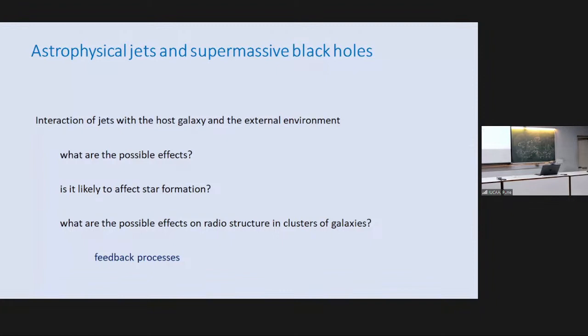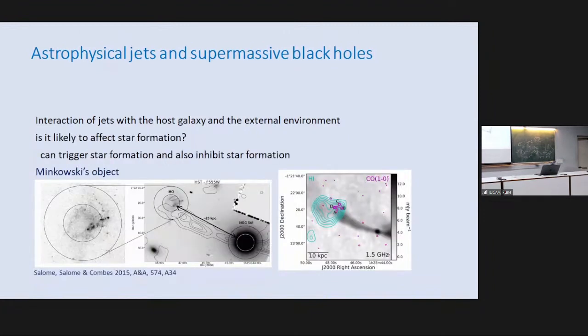Now, for example, in certain cases it is seen that jets can compress clouds. Ultimately, you need to compress the clouds to start star formation. So there are examples. I've just picked up one example. This is a famous object called Minkowski's Object. And this is a relatively nearby object called NGC 541, which is a regular galaxy. You can see this jet is hitting this cloud of gas, and you can see the evidence of star formation here.